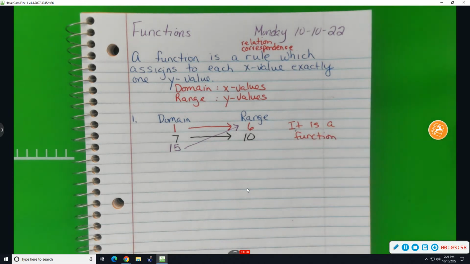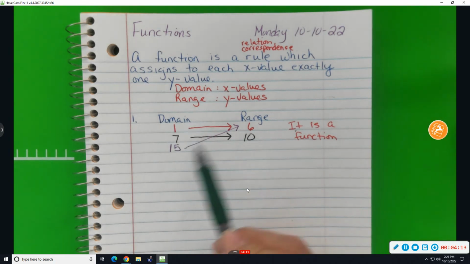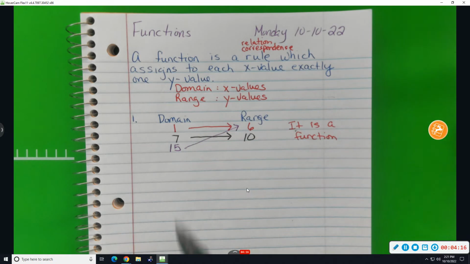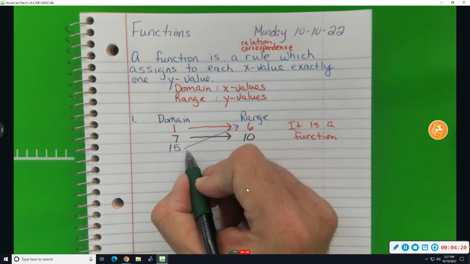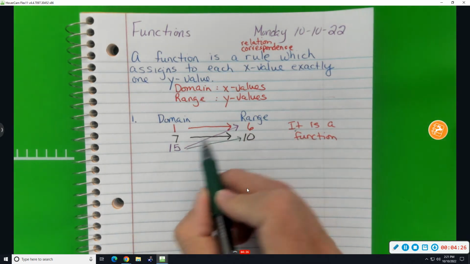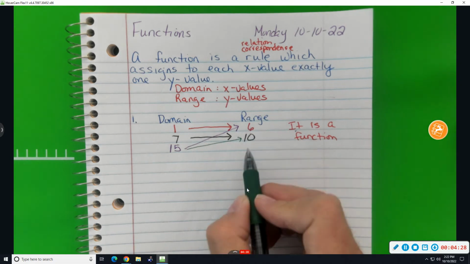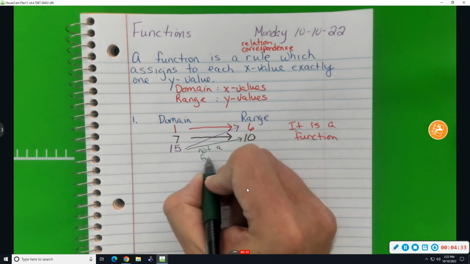The natural question to ask would be, what would it look like if it wasn't a function? What would I need to do to make it not be a function? Well, if one of these x values had 2 arrows coming from it, like this green, I'm about to make a green mark, which isn't part of the problem, but if there'd been an arrow like this, the number 15 is being assigned both 6 and 10, then that's not a function.